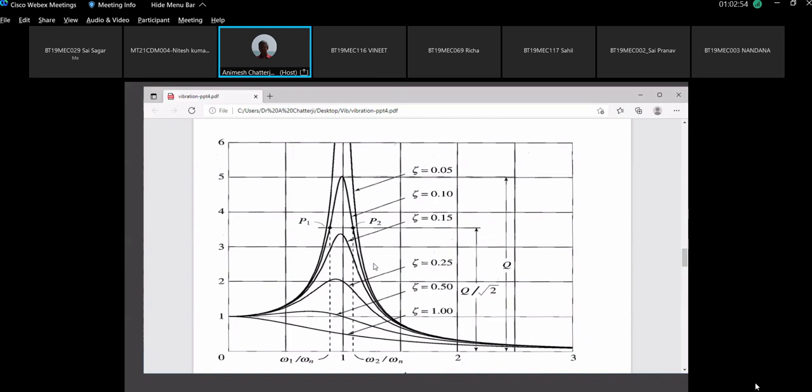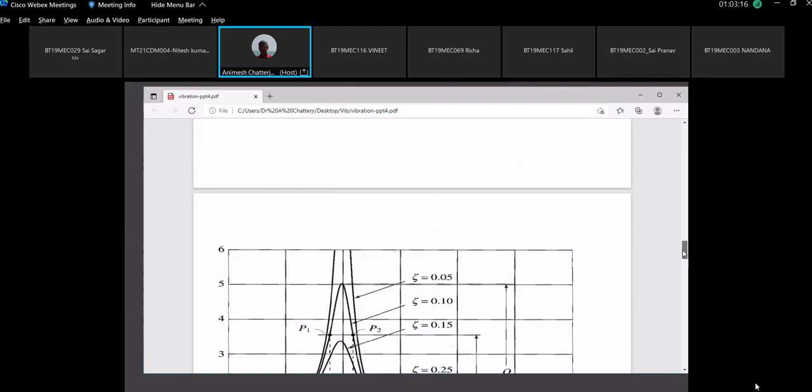This graph I am giving you. Actually, you can also generate it. After you learn MATLAB programming, you will generate the graph. But this graph I am giving you. Looking at the graph, we can make some important statements. That is, let me go back to the equation.